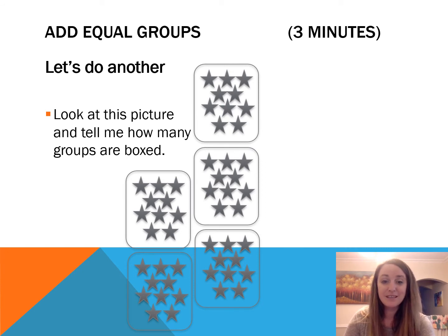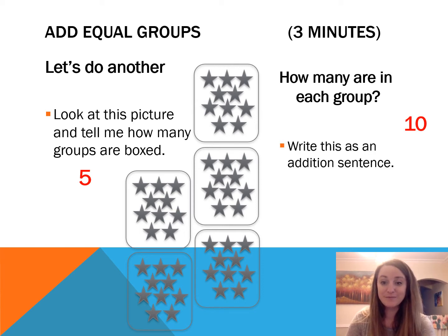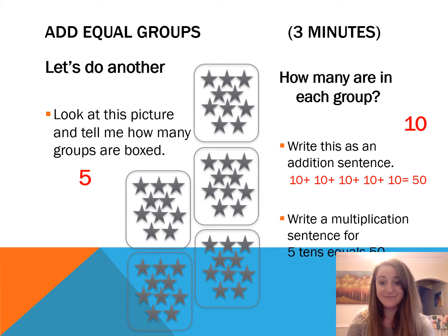Last one. Look at this picture and tell me how many groups are boxed. There are 5 groups boxed. How many are in each group? There are 10 in each group. Write this as an addition sentence. 10 plus 10 plus 10 plus 10 plus 10 equals 50. Write a multiplication sentence for 5 tens equals 50. 5 times 10 equals 50.